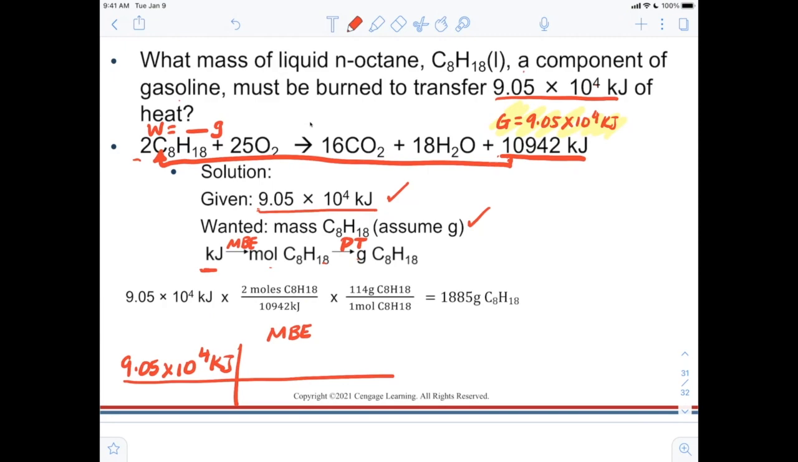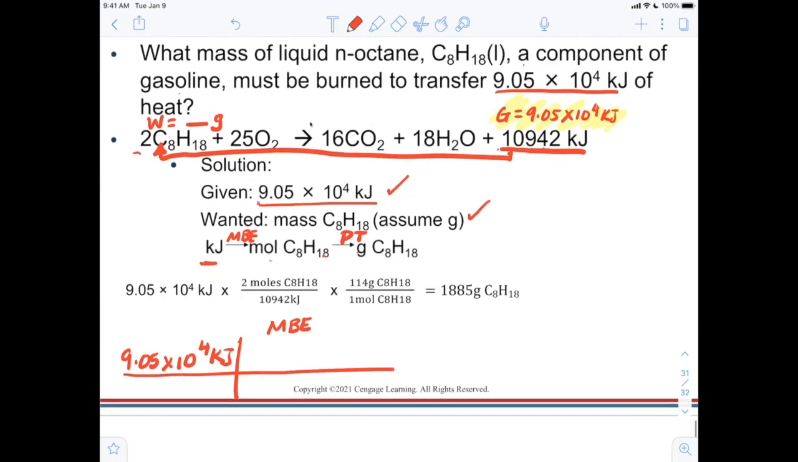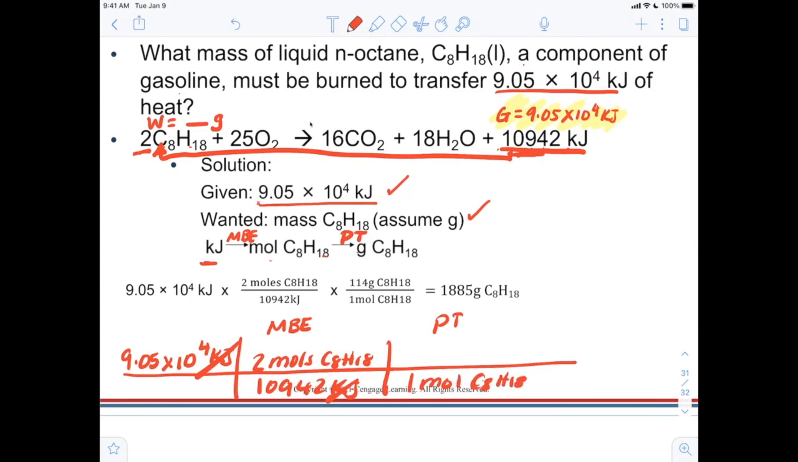This number here, 10942, has to go on the bottom because it's kilojoules, right? 10942 kilojoules, because they have to match diagonally. So this and this can cancel out. But that's the given, and related to the wanted, that's 2 of these. So you write 2, remember units, moles of C8H18. Okay. And they want us to get mass. So here I put the PT conversion as usual, 1 mole of C8H18. And that goes with the amount that I figured out earlier, 114 grams of C8H18. There. Moles and moles cancel out and we got grams.